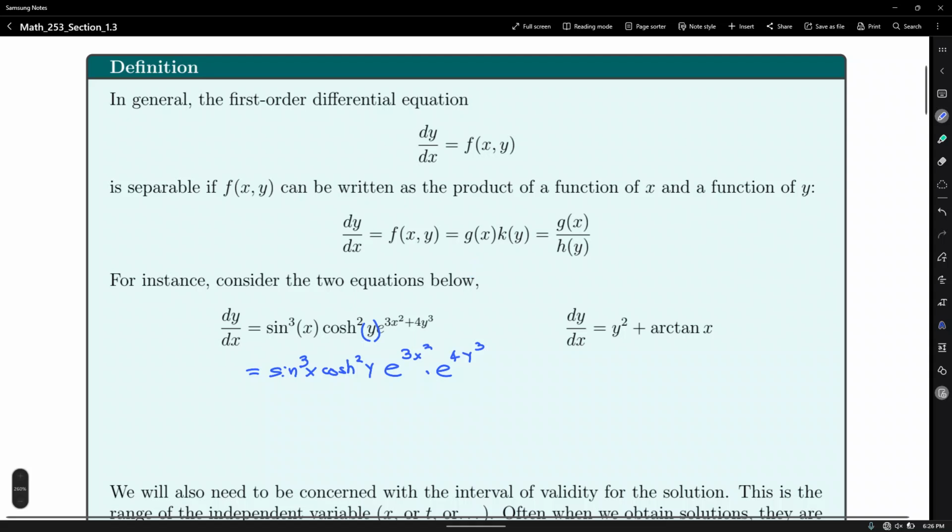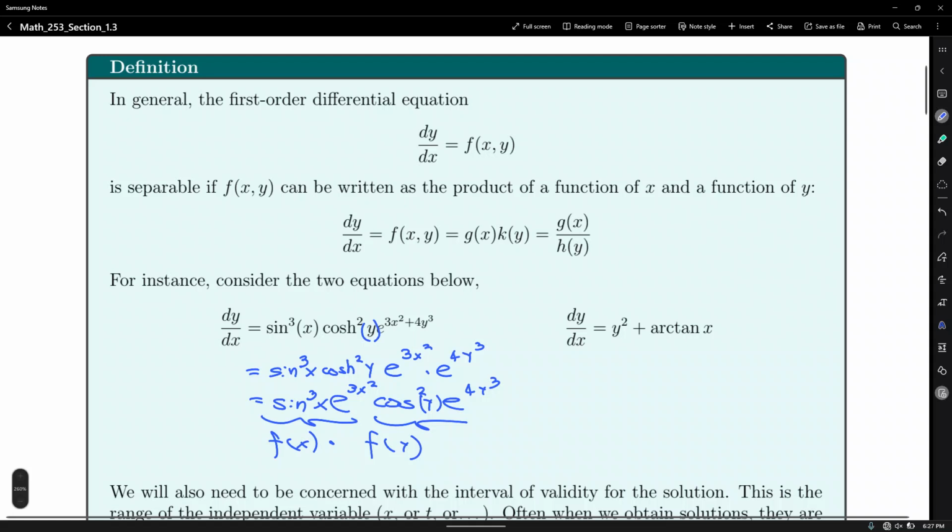Okay, let's see. So how about we group? This is sine cubed x e to the 3x squared, times cos squared y e to the 4y cubed. How about this is some function of x times some function of y? So that's a separable equation, right? We can separate the variables and then integrate both sides, provided, of course, the functions are integrable, right? That's one.